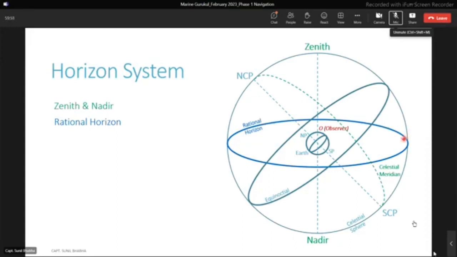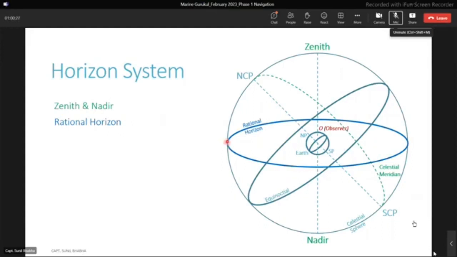And to put it broadly, that part of the celestial sphere which is below the rational horizon of the observer will not be visible to the observer. So this part is going to go below his horizon and it will not be visible to him. Now let's go forward from these 2 references. We have the rational horizon and we have the zenith and the nadir.